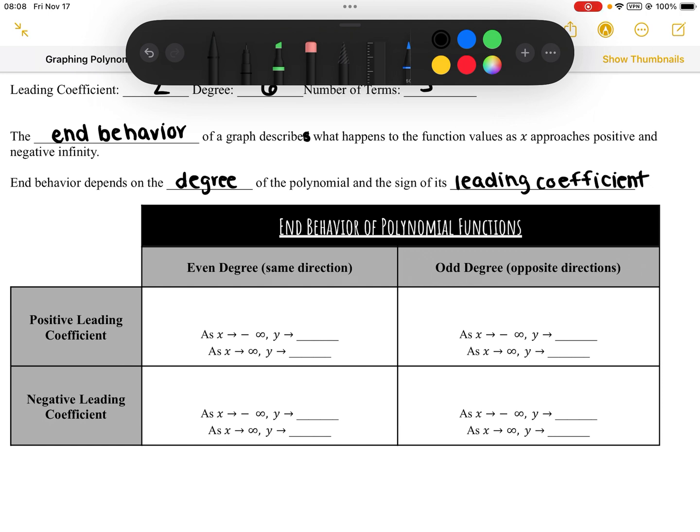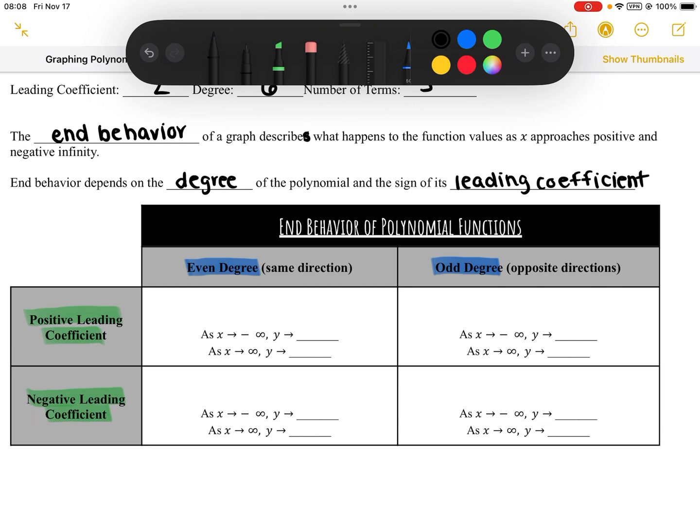So this table below is going to help us organize the different end behaviors of polynomials. At the top, you'll see that it says even degree and odd degree. On the left-hand side, we will have positive leading coefficient and negative leading coefficient. So you need to look at your degree, whether it's even or odd, and your leading coefficient, whether it's positive or negative, to determine how the ends of your graph are going to look.